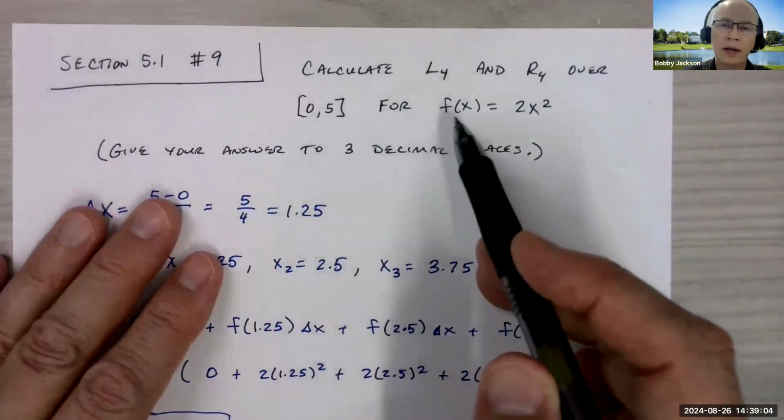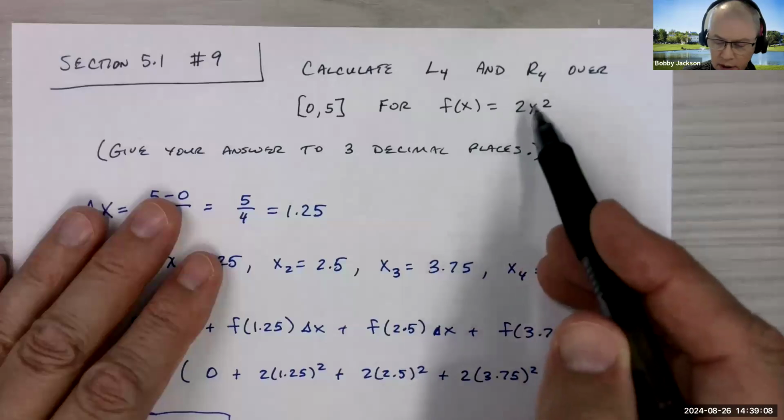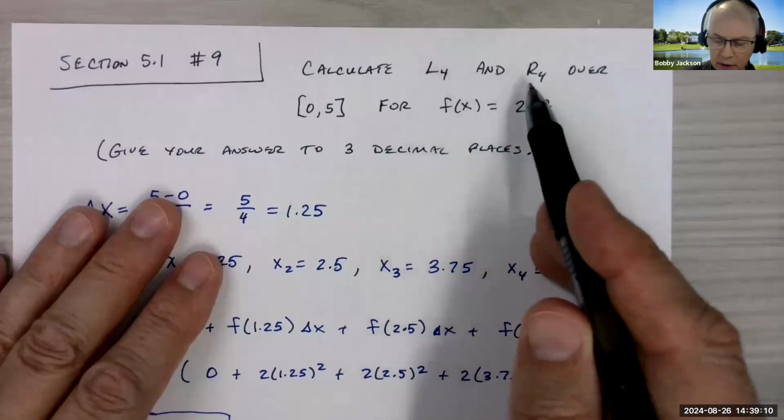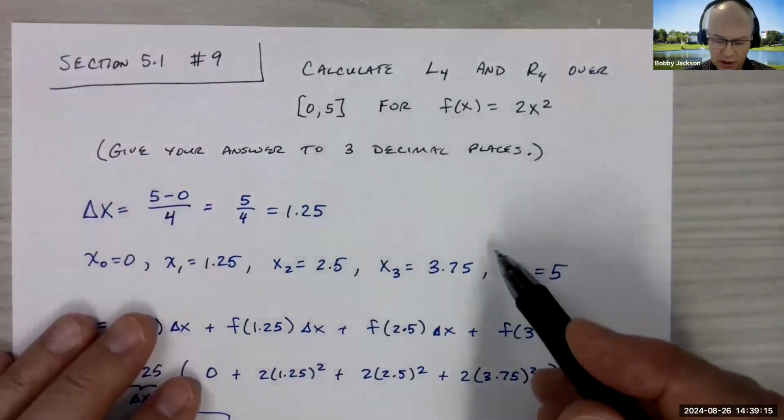Again, your problem might be slightly different than the one shown here. The numbers might be slightly off, or the number of subintervals may be different, or the interval may be different, but the idea will be the same.